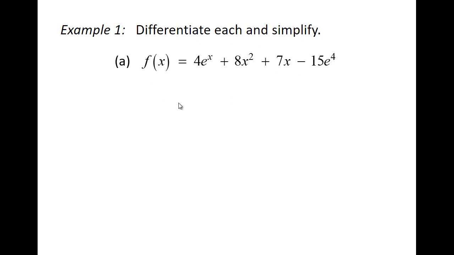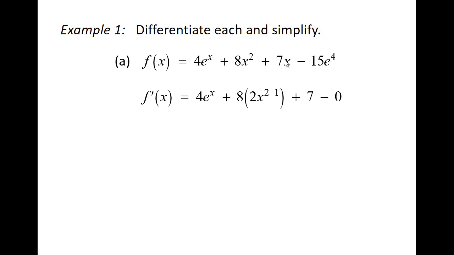So now I want to find the derivative. Because this is a sum, we can find the derivative term by term. So the derivative would be the derivative of 4 times e to the x. Now remember, the derivative of e to the x is itself, so the derivative of 4 e to the x would be 4 times e to the x. The derivative of 8x squared would be 8 times the derivative of x squared, which is 2x. So eventually you would get 16x here.